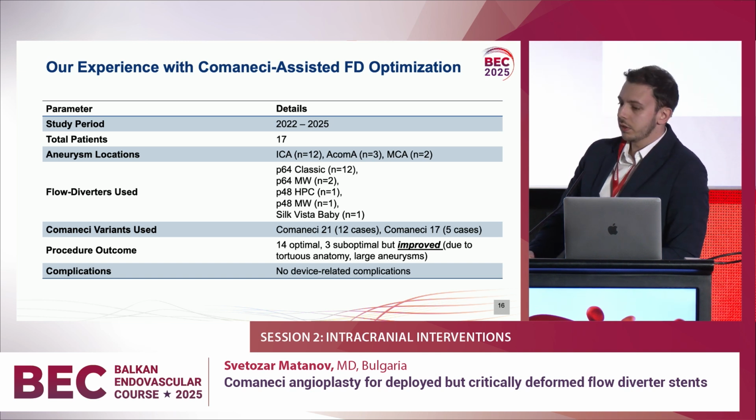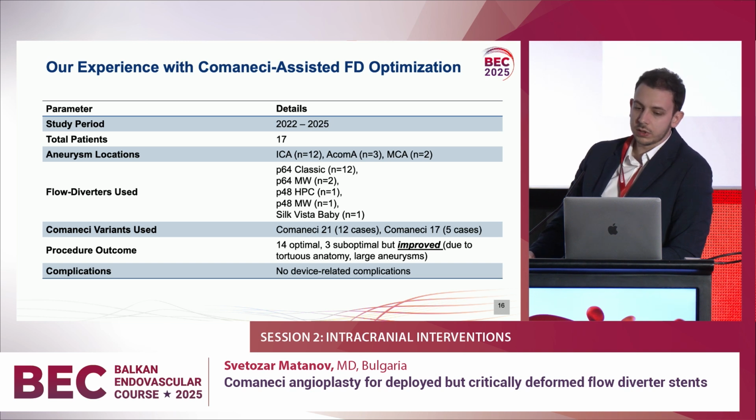From the period of 3 years, from 2022 to 2025, we included 17 patients treated by Comaneci-assisted flow diverter optimization. Mainly the aneurysms were located on the ICA. We used different flow diverters, mainly P64 Classic, that's the flow diverter that we like in our department. Most of the cases were treated by Comaneci 21 because of the ICA location.